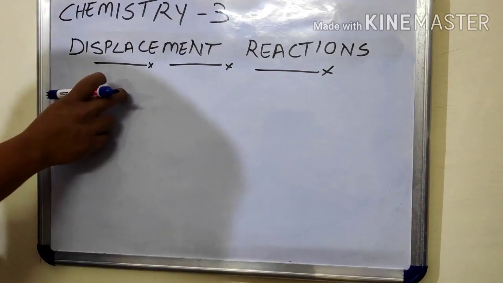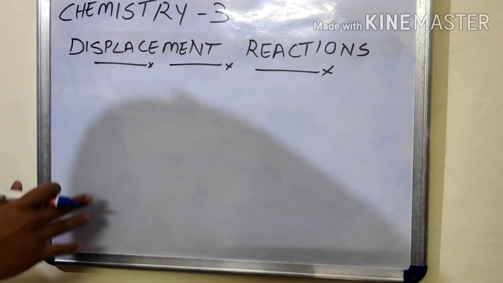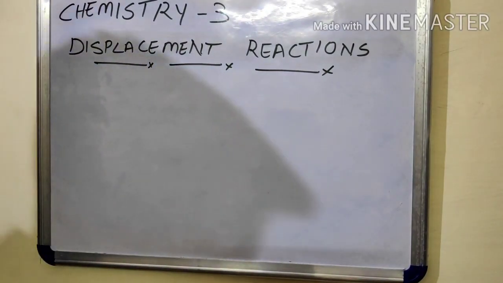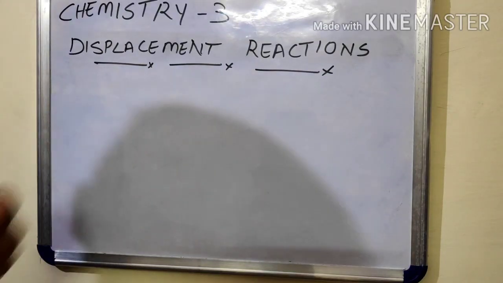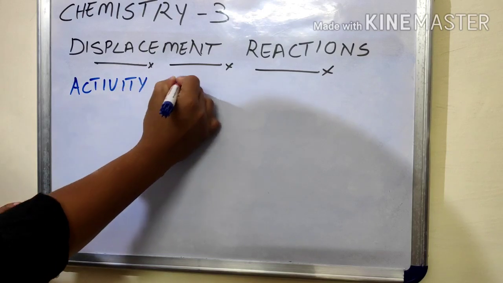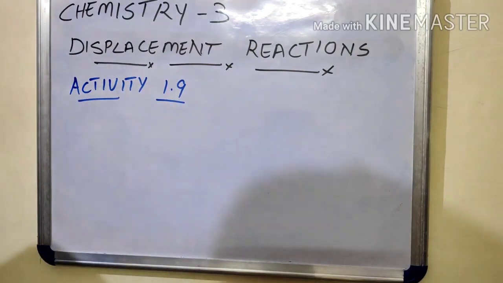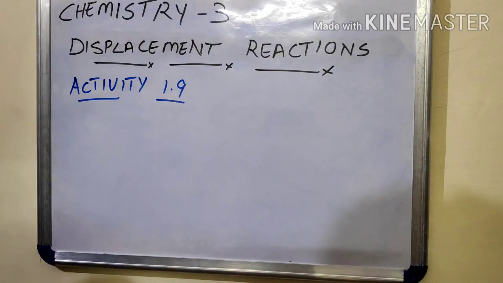Now we will look at a new type of reaction, that is displacement reactions. You are hearing this word for the first time. So there is an activity 1.9 in NCERT. Open it up. Don't worry about missing out on these activities. We'll find the time to do it once school reopens. But right now, try and read them and understand what's happening in the activity.